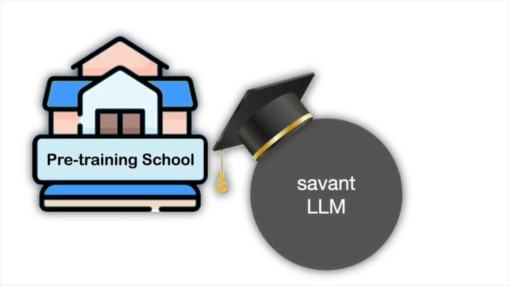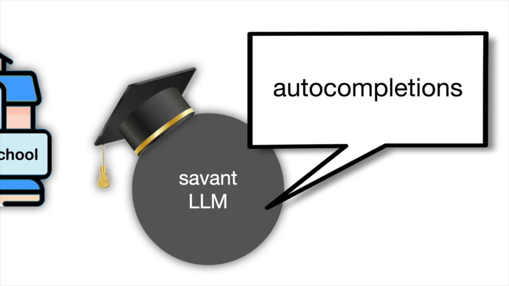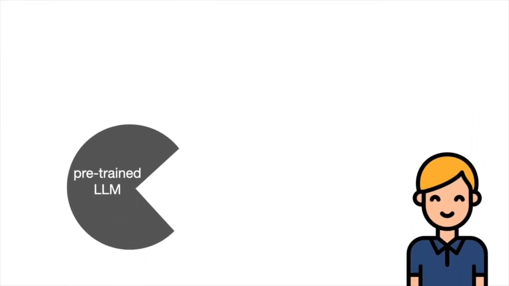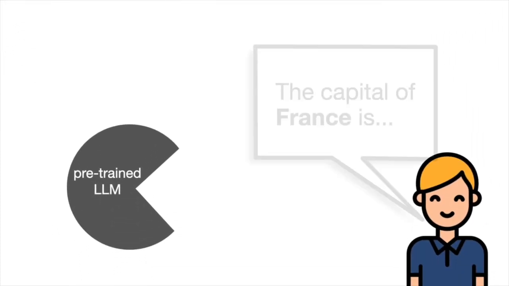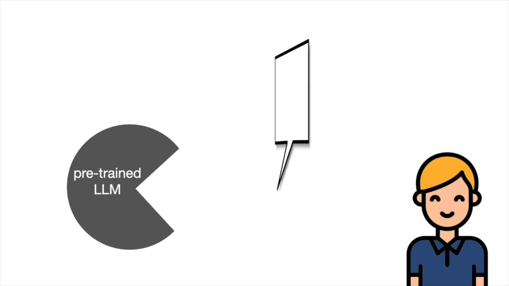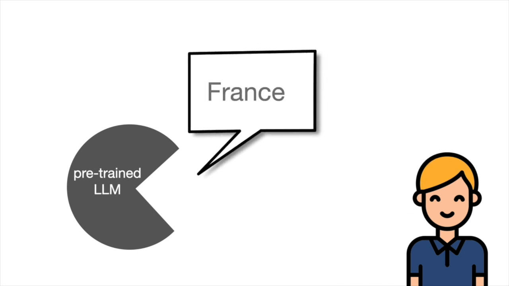Fine-tuning. Pre-trained LLMs are geniuses. But if you were to use an LLM that has only gone to pre-training school, all you could get out of it is autocompletions. Those autocompletions sometimes would be very useful, but sometimes would be useless. To continue with our example, if after pre-training you gave the LLM the input "the capital of France is," the model would almost certainly reply, Paris. But if you entered "the capital of Paris is," it would probably reply, France.